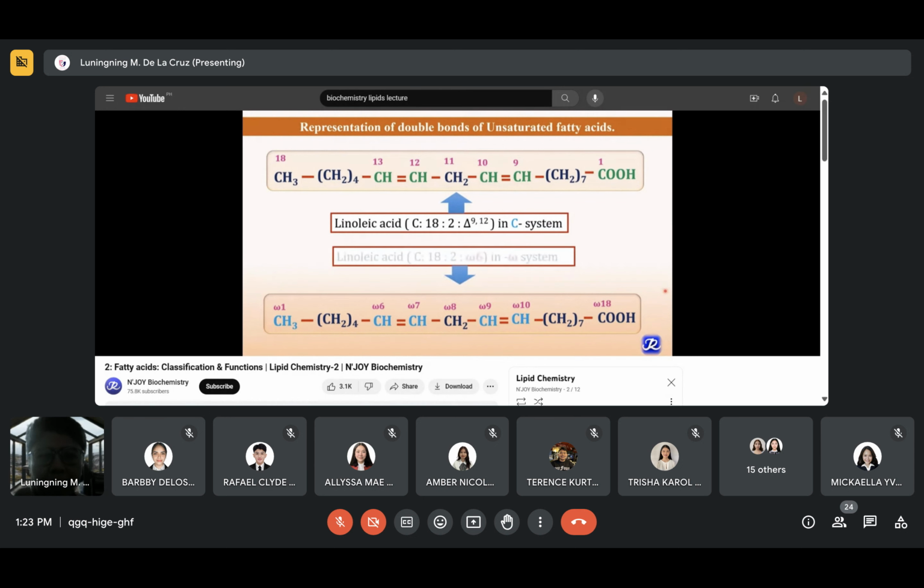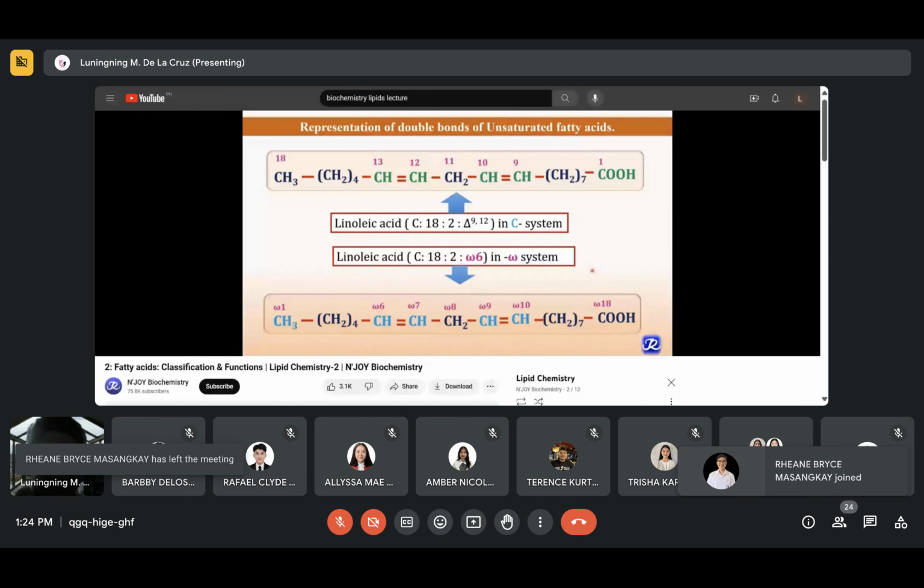In the omega system, linoleic acid is written as C18 as total number of carbon atoms are 18. Two double bonds are there, and omega 6 means the first double bond is between the carbon omega 6 and omega 7. That's why in the omega system it is written as C18:2 omega 6. So linoleic acid is example of omega 6 fatty acid.